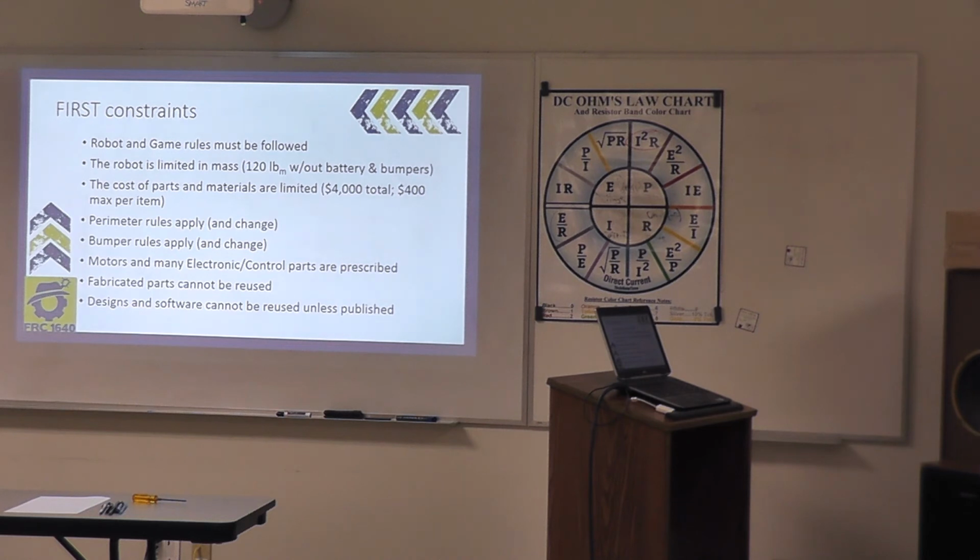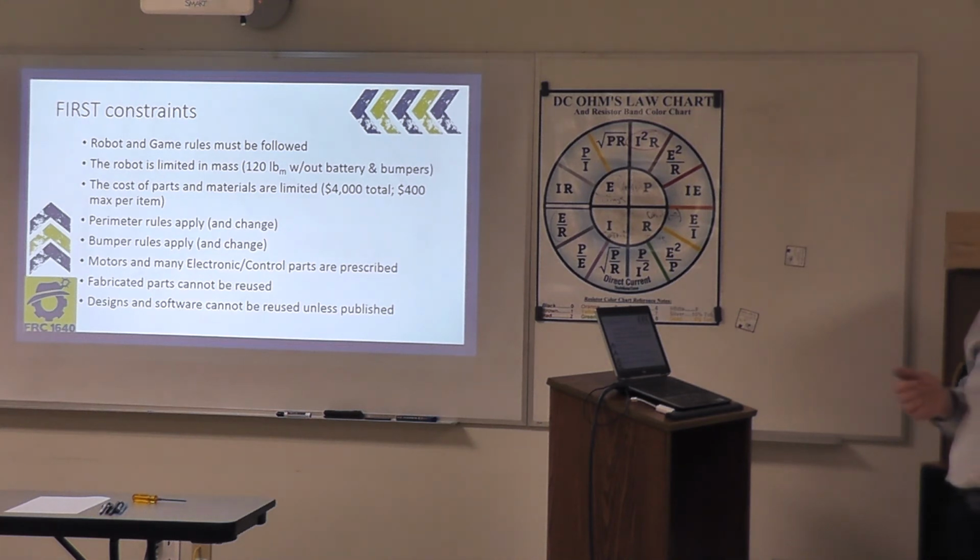The robot's limited in mass. It's 120 pounds without batteries and bumpers. That has been the same since at least 2005. The cost of parts and materials are limited. You can spend up to $4,000 on parts for the robot, not including the stuff that's in the kit of parts. You can have up to $400 that you can spend per item. So if you have an item that's $450, you can't put that on the robot.